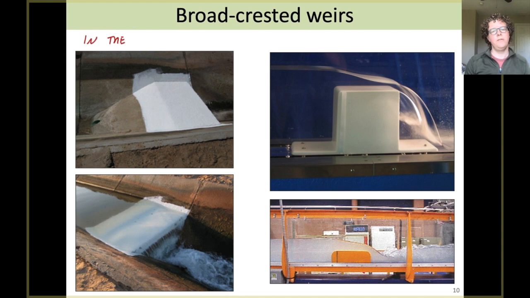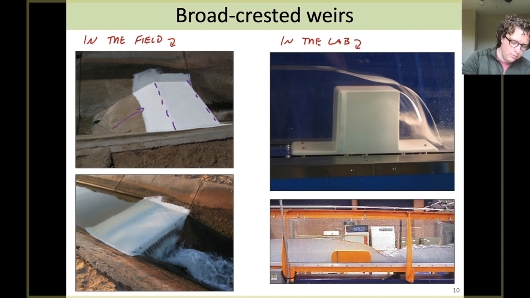Pictured on the left-hand side, you can see a broad-crested weir in an irrigation canal. That's a trapezoidal canal, and what you see in that bright white color is a ramp up, then a flat surface, and then a much steeper ramp down on the right-hand side. In the bottom left, you can see what that looks like when water is running over the top of it.